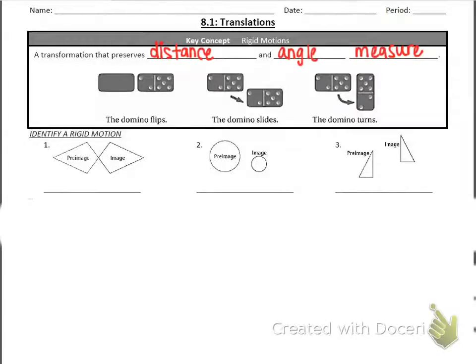So what we are going to do for the very first 3 questions is it a rigid motion or not? So let's look at number 1. There's your pre-image and your image. Does it look like it's the same size? Yes. Does it look like it's the same shape? Yeah. What does it look like they did to it? They just flipped it. So flipping is a rigid motion, so we would just say yes.